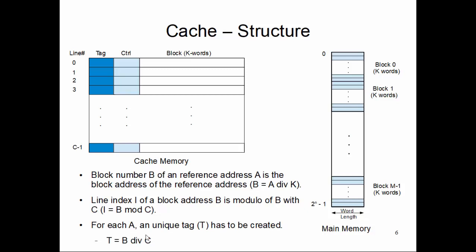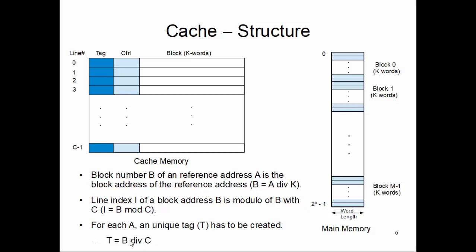Okay, so again, this is the quotient of the operation between B, which is computed by A div K, and now we div it with C, and that becomes my tag ID. Okay, so for a given address A, each unique A, you will have a unique tag associated with that address, which is mainly derived out of the block address of that corresponding access. Since B is unique, A div K, B is unique, B div C, C is constant.